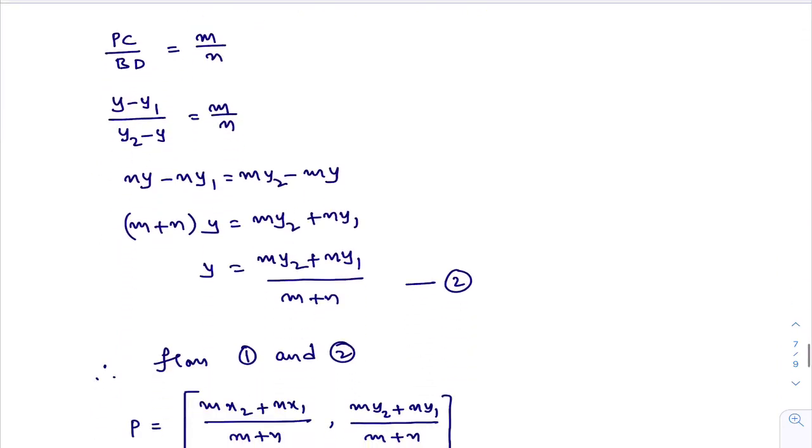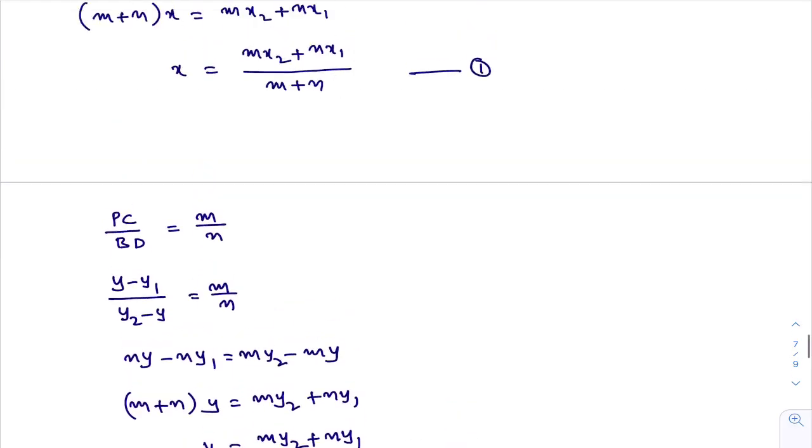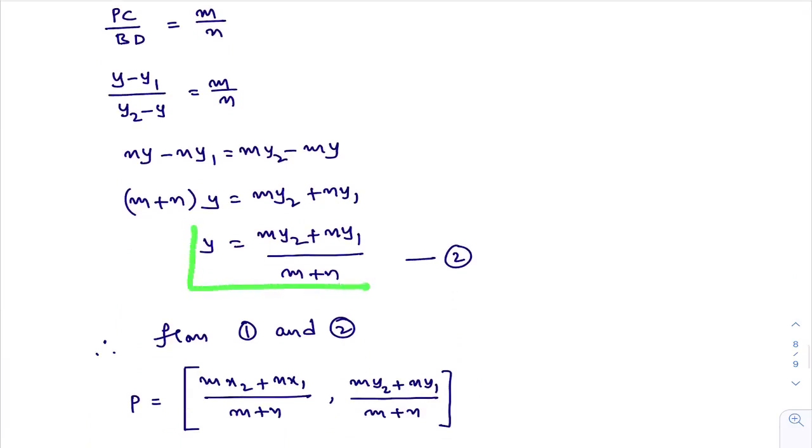You cross multiply. What you will get? ny minus ny1 equal to my2 minus my. Now you take minus my to the left hand side and take y common. Then you will get (m plus n) into y equal to my2 plus ny1, taking this ny1 to this side. From this step, you can write y. What is y? Y is (my2 plus ny1) divided by (m plus n). I hope you are understanding. You observe from 1 we got x value like this. I taken this as 2. From 2, y value is (my2 plus ny1) divided by (m plus n).